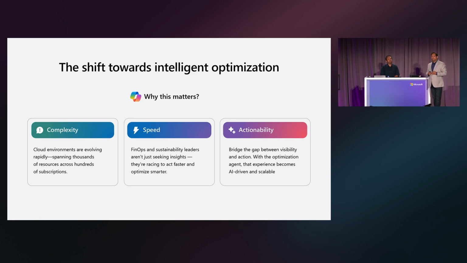Identifying savings is only part of the battle. We've heard from customers again and again, the bigger challenge is actually acting on them consistently, confidently, and at scale. This is why we built the Operations Center and the optimization agent within Azure Copilot to bring optimization into the operational workflow and enable AI-guided, human-in-the-loop decisions at scale. The opportunity is now to go from insights to action in seconds, not weeks.